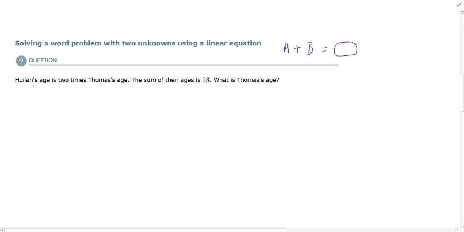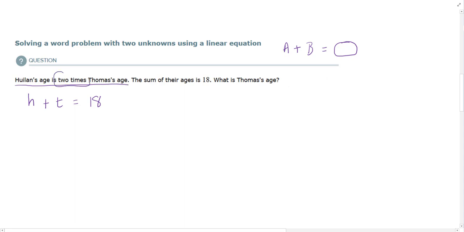So like here we have Huilan's age is 2 times Thomas's age. The sum of their ages is 18. What is Thomas's age? So maybe if we let H be Huilan's age and T be Thomas's age, it's pretty easy to see that H plus T is 18. What's tricky is knowing how to get an equation that only has one variable, not two different variables in it. And so we need to use this first sentence here.